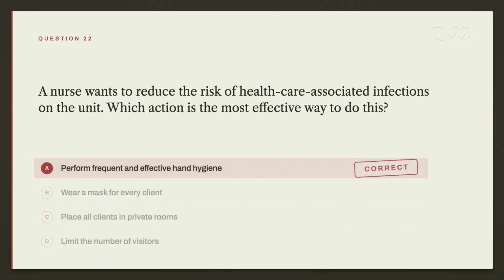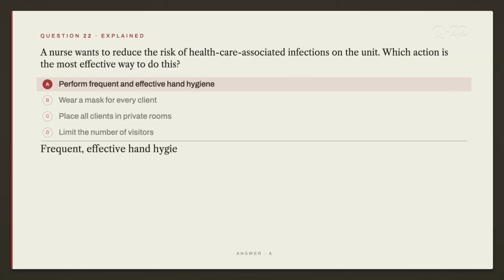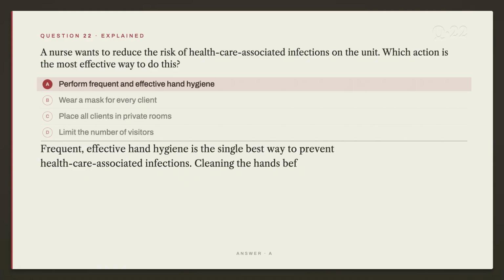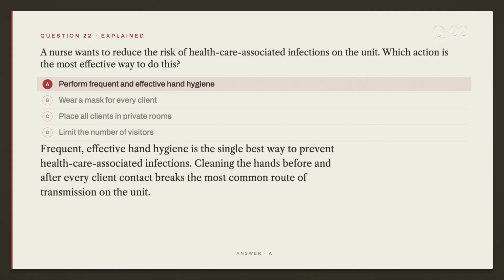The correct answer is A. Perform frequent and effective hand hygiene. A is correct because frequent, effective hand hygiene is the single best way to prevent healthcare-associated infections. Cleaning the hands before and after every client contact breaks the most common route of transmission on the unit.